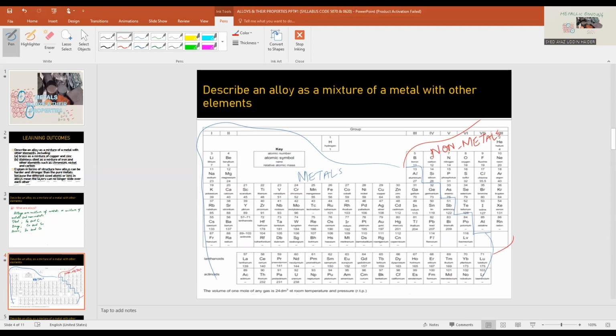Some alloys contain metals and non-metals, like stainless steel. It contains iron. This is the iron. Chromium. This is chromium. Nickel. This is nickel. And carbon. This is carbon.